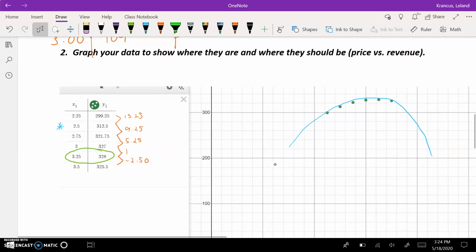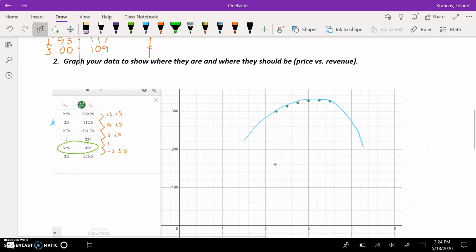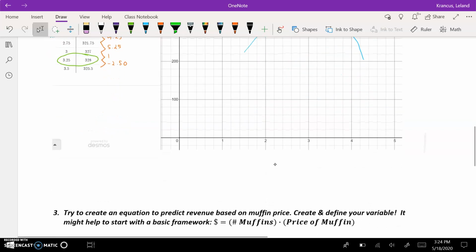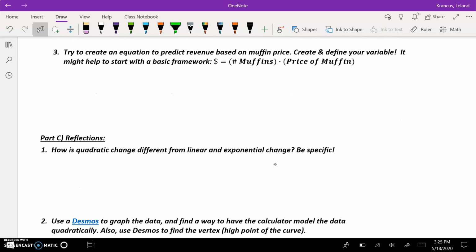On either side of that, they'll lose money compared to what they could be making. It's less than optimal, I should say. They'd still be making income, it's just not the optimal income. So hopefully you tried to write an equation to predict the revenue based on muffin price. So you could just put in muffin price and predict what their income would be.